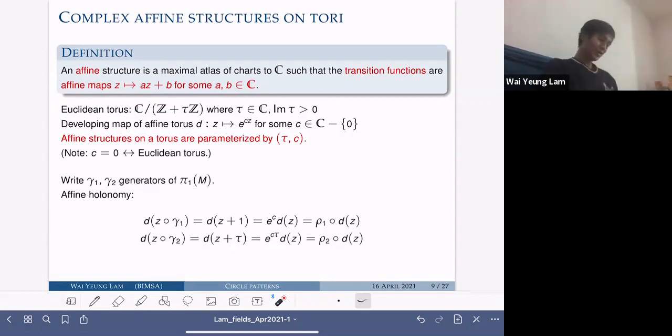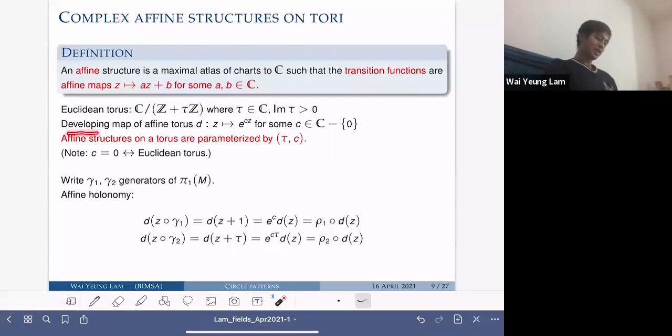First of all, if you want to get a Euclidean torus, you just take a quotient by a lattice generated by one and tau, where tau is a complex number with imaginary part larger than zero. Each fundamental domain is a parallelogram, and if you glue the opposite sides of your parallelogram, you get a torus. So this tau parameterizes the conformal structure, the Teichmueller space. Different tau give you different points on the Teichmueller space.